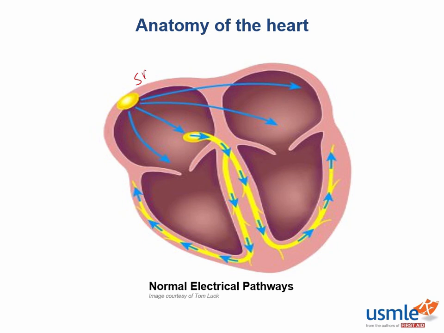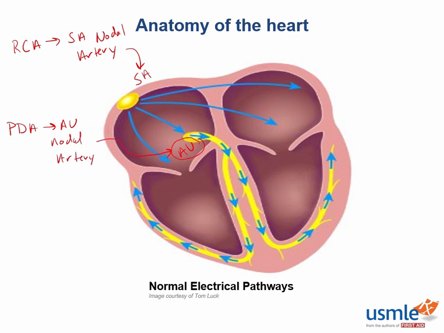Now let's take a look at the SA and the AV nodes. The SA node is commonly supplied by the right coronary artery via the SA nodal artery. And the AV node is commonly supplied by the posterior descending artery, which again branches off the right coronary artery about 85% of the time, the left circumflex about 8% of the time, and is codominant from the left circumflex and the right coronary about 7% of the time. So knowing all that info, what if someone had an RCA infarct? What might you see?